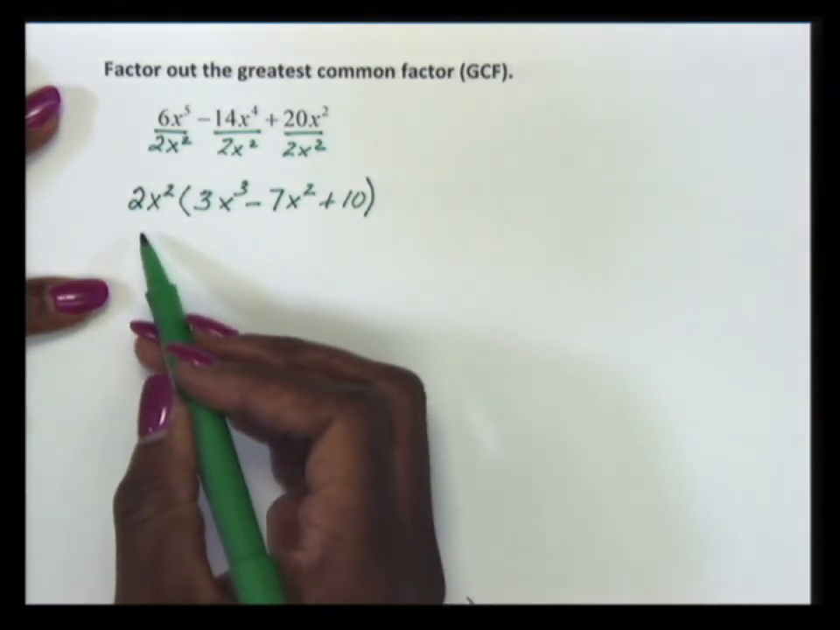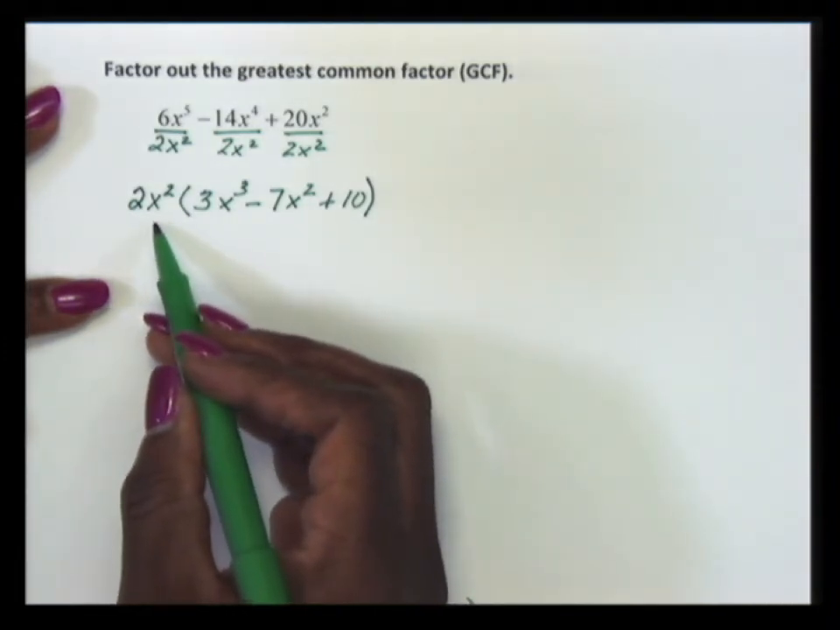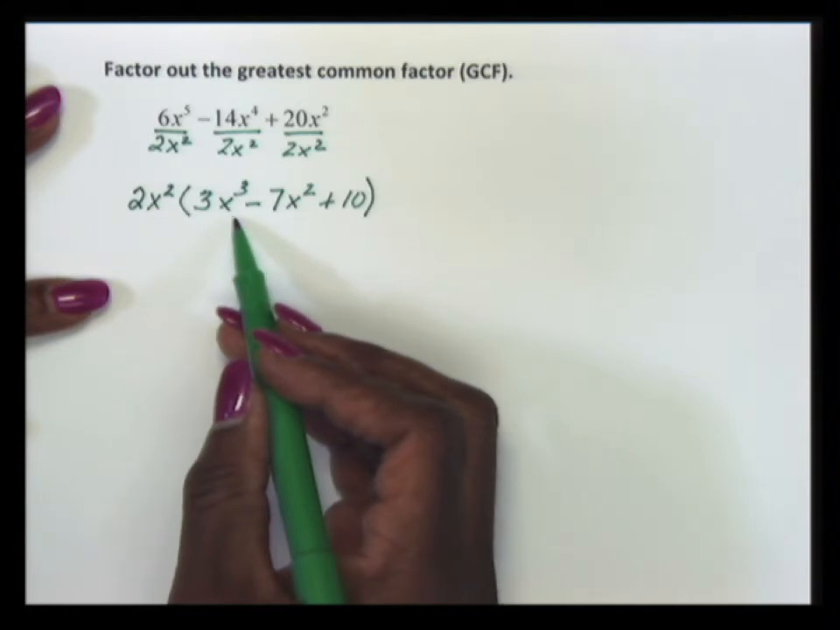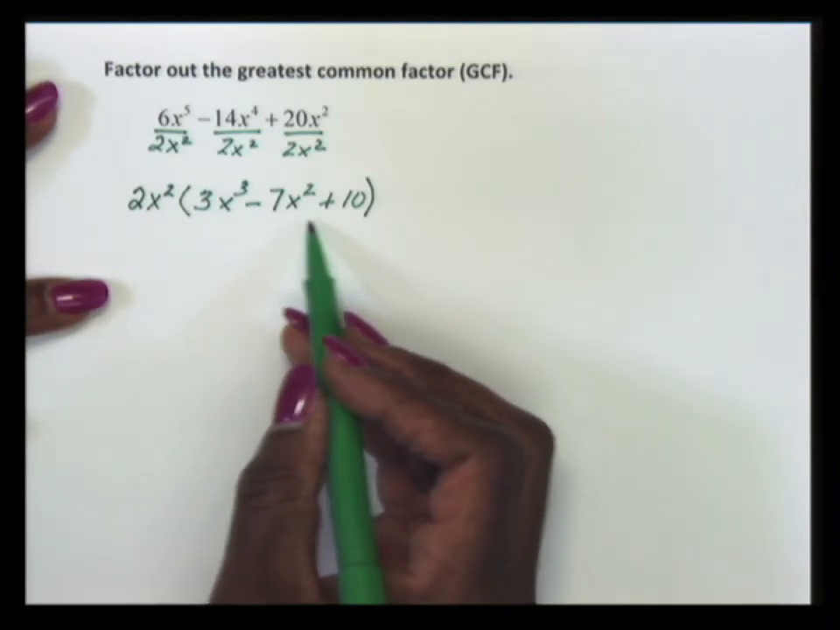So after factoring out the greatest common factor, we have 2x squared times 3x to the 3rd minus 7x squared plus 10.